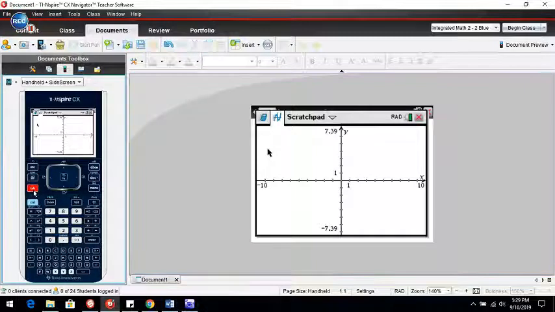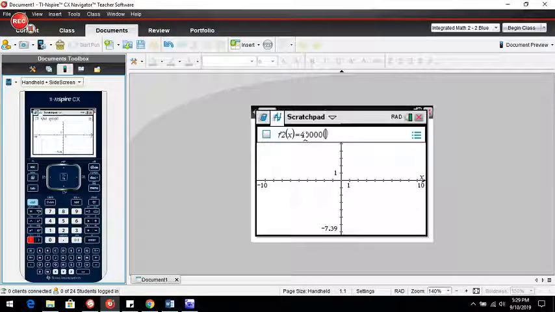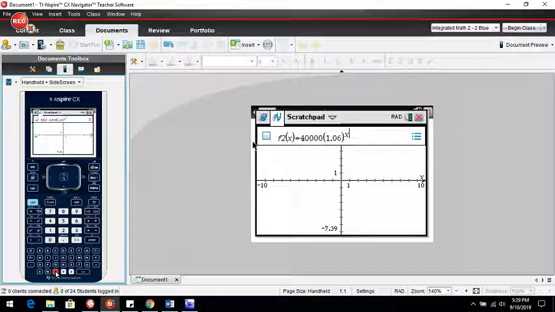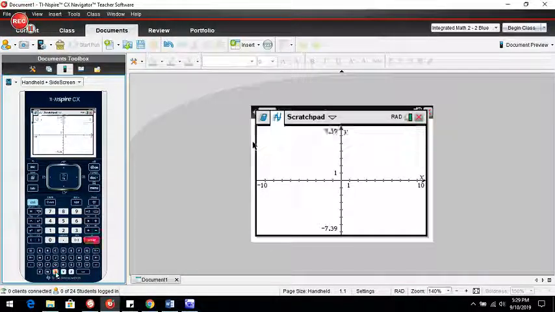Okay, to get a new equation, you're going to press tab, and that says the second equation, f of x. Let's put in our other equation, 40,000 times 1.06 raised to the, so that button in red gives me the exponent, raised to the x. Press enter. We're not going to worry about setting the window for the graph.